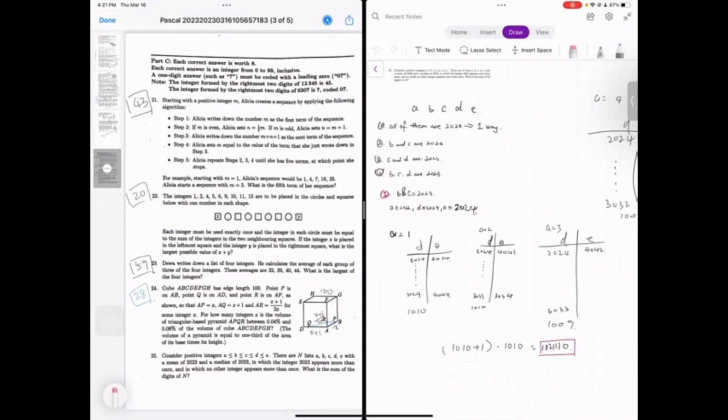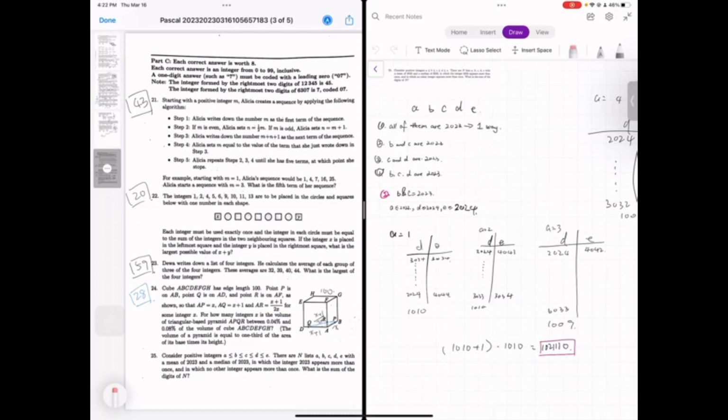Problem 25 is basically counting. Before we do the actual counting, we need to know that there are 4 scenarios in total. The first one is when all of those numbers are 2023, and the second one is when B and C are 2023. The third one is when C and D are 2023, and the last one is when B, C, and D are 2023.